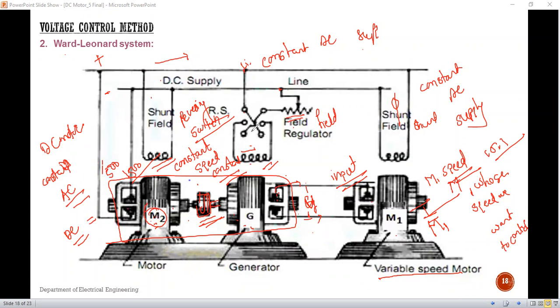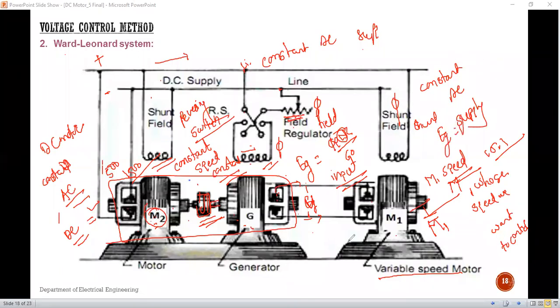Now if the field circuit is connected, then the generator generates some EMF, that is EG. Do you know EG equals PφNZ divided by 60A? Now the speed of the generator is constant because we are not changing it here. It is a constant speed machine. Then we are changing the flux produced, the phi, by varying the field regulator. And if the flux changes, automatically the generated EMF or output voltage will change.